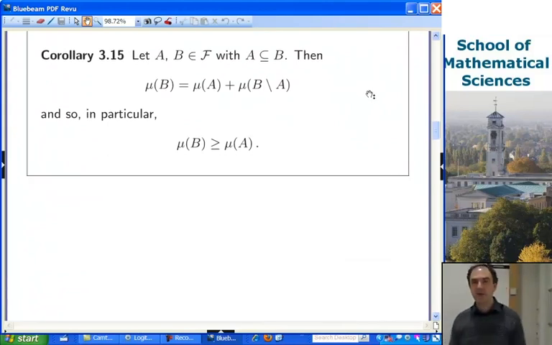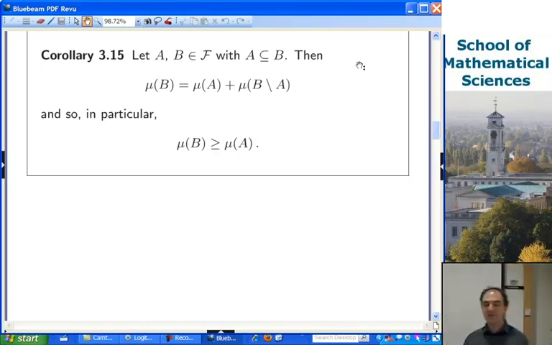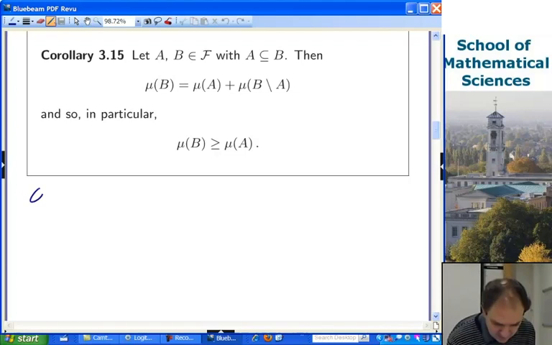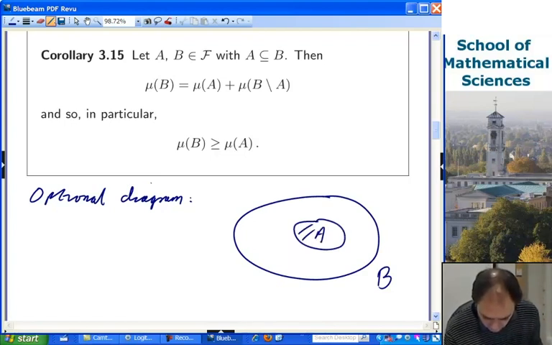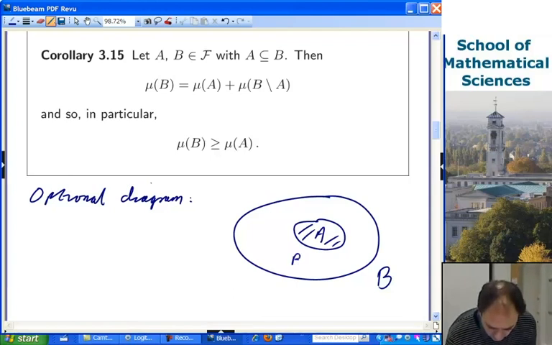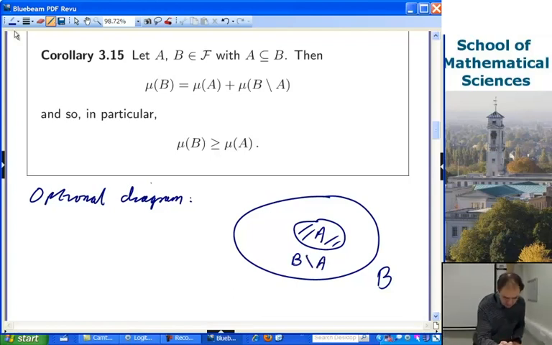So now we're going to move down to the special case of two sets. Because we're now going to take two sets of the sigma algebra with one a subset of the other. So here's your optional diagram, but it does help you to see what's going on. Here's B, here's A, and here's B take away A. The rest of the set, which I shall do in red.